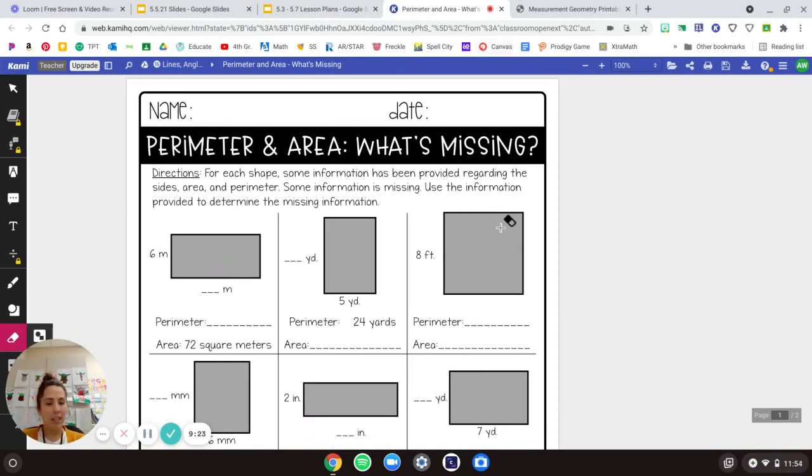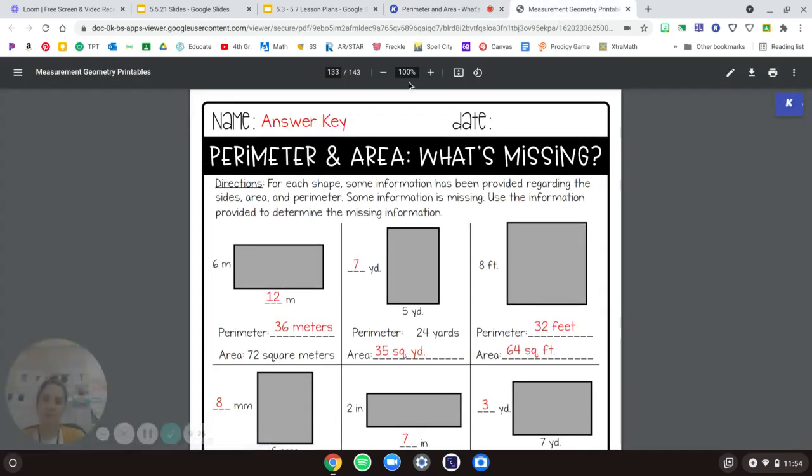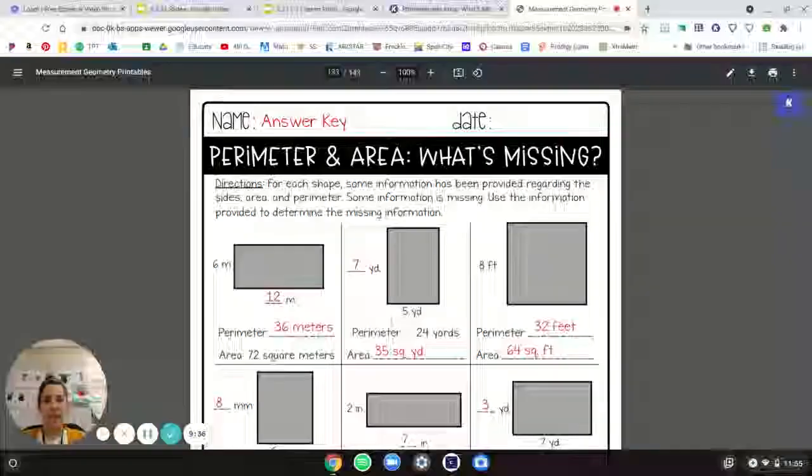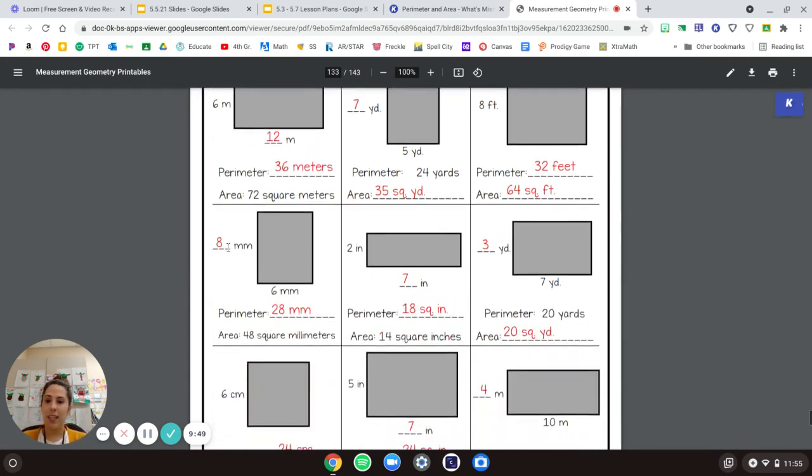All right, let's take a peek through your answers. You should have found 12 meters, and then the perimeter is 36 meters. 7 was our missing length, and that found us 35 yards squared. We should have known that this was a square, so our perimeter was 32 feet, and our area was 64. 8 was our missing length to find 28 millimeters. 7 was our missing width to find 18 inches. That one should just be inches.